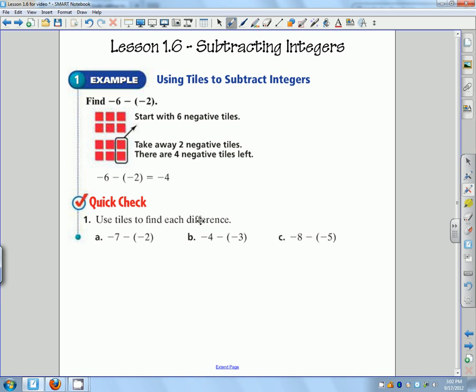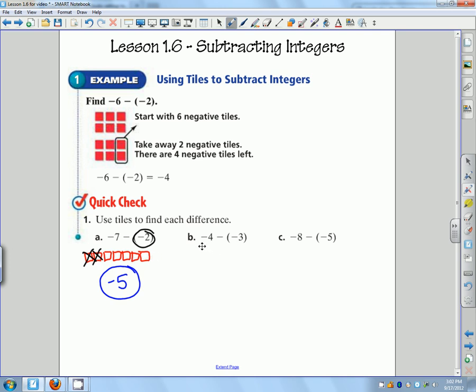So use tiles to find each difference. So -7 just means I'm going to make 7 negative tiles, and remember they have to be red, and minus 2 negatives. So I'm going to minus off 2 negatives, which means now I have -5 as my answer is what's left.